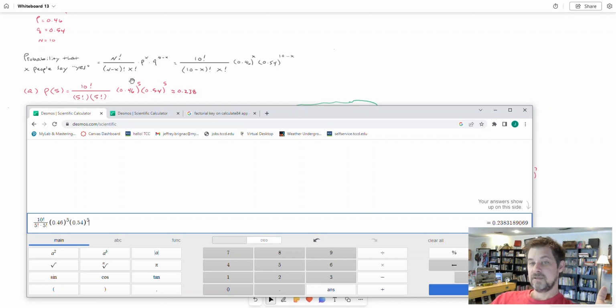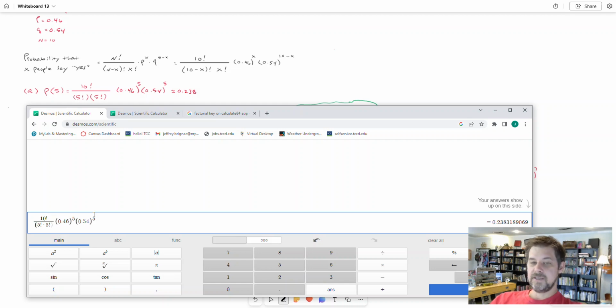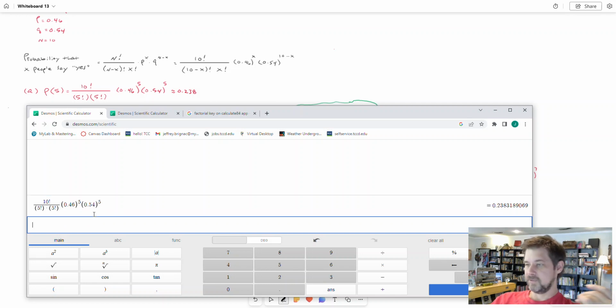All right, here's the formula written out, and I want to type everything in so it looks like that. You could even put parentheses around these if you wanted to. It's not going to make a difference, but if you did, then fine, same thing. See, there it is. There's our answer, 0.238.